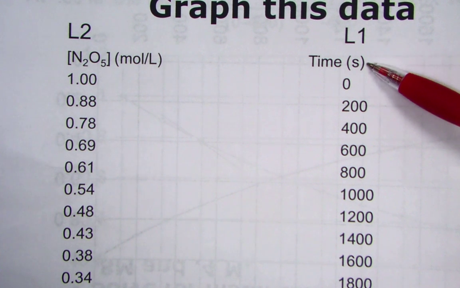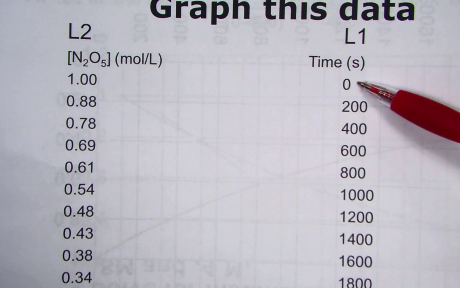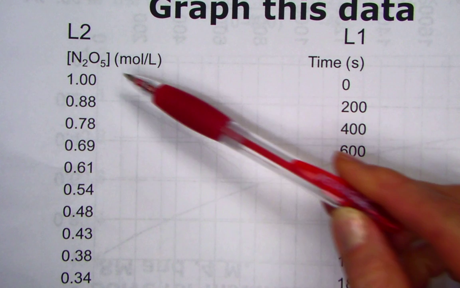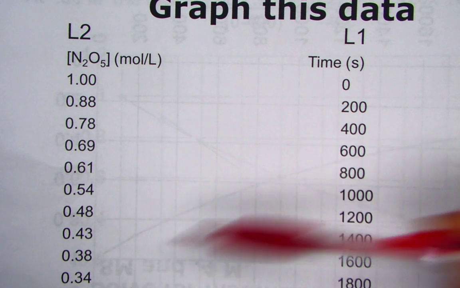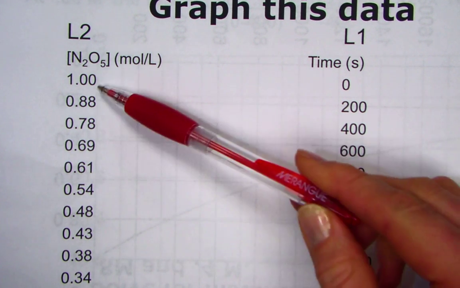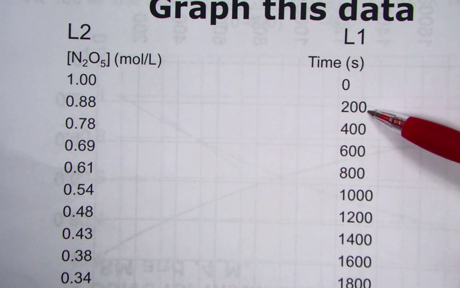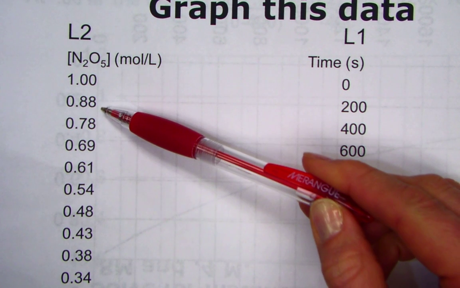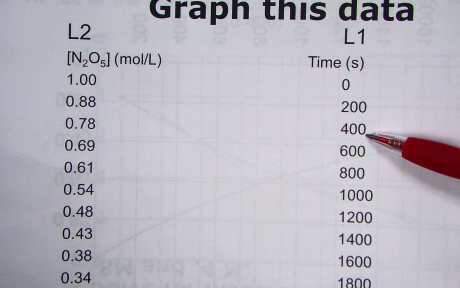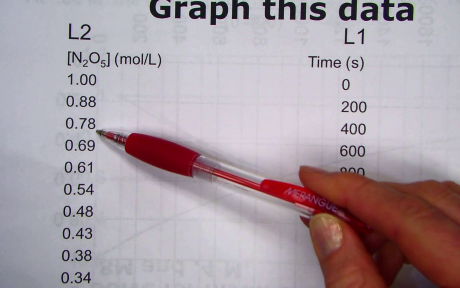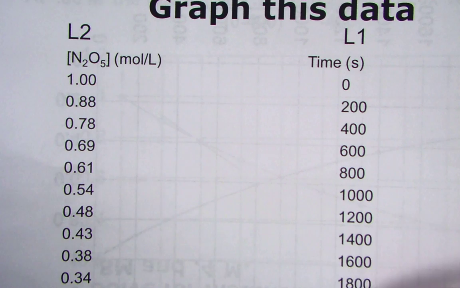In list 1, we have time. As time goes by, we're measuring the disappearance of the reactant. At time 0, it's 1 molar. 200 seconds go by, it's down to 0.88. 400 seconds go by, we're down to 0.78, and so forth.